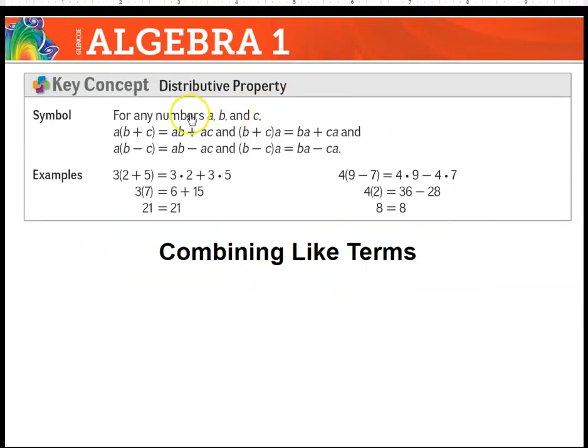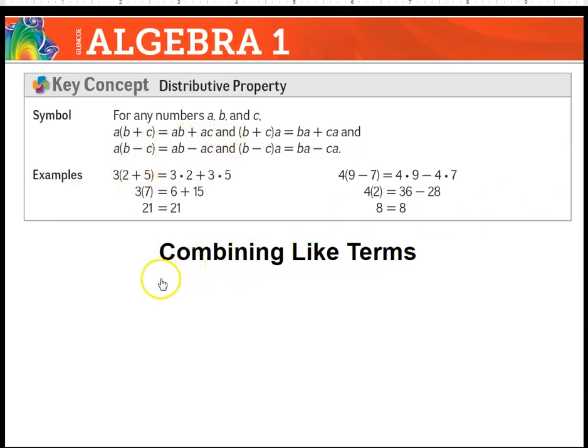Okay, so we went over the distributive property in the last video. We were talking about multiplying. Remember, we said for any numbers a, b, and c, a times in parentheses b plus c equals a times b plus a times c. Okay, we also looked at it for subtraction. We had these two examples.